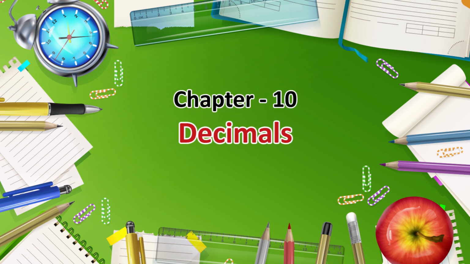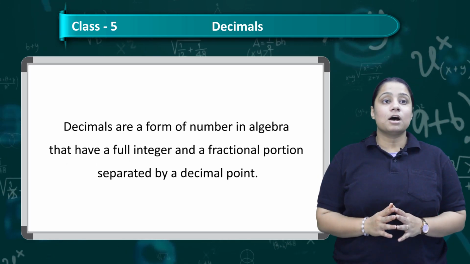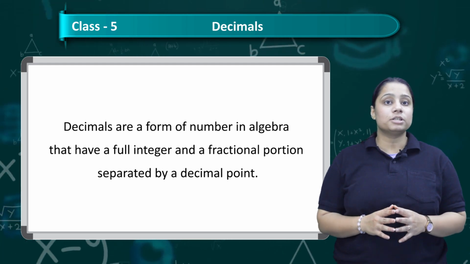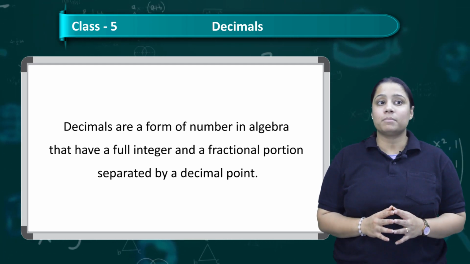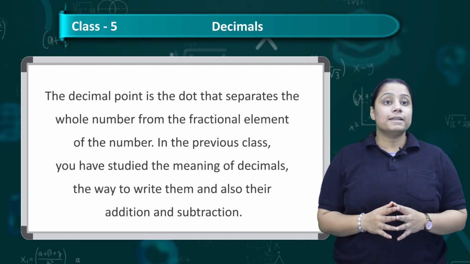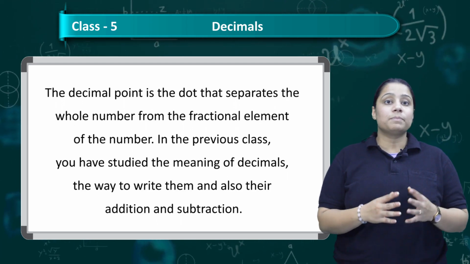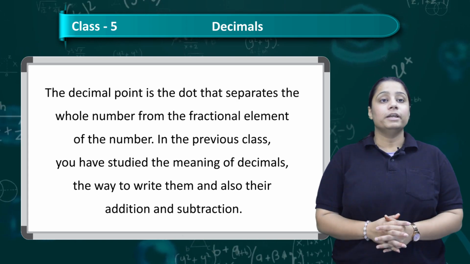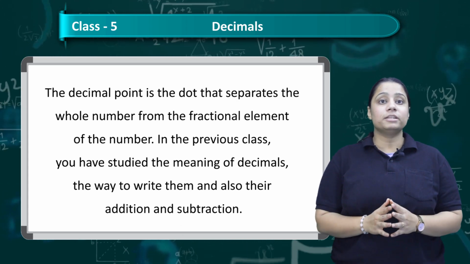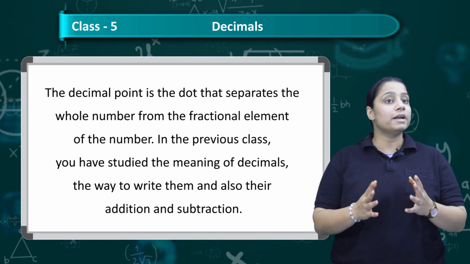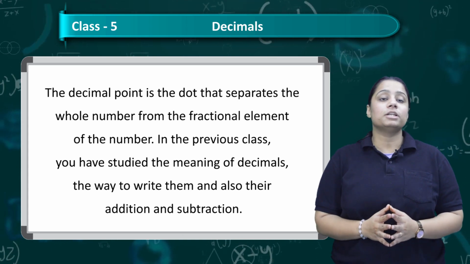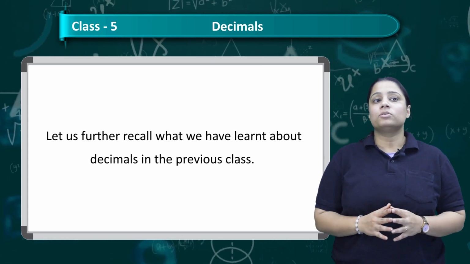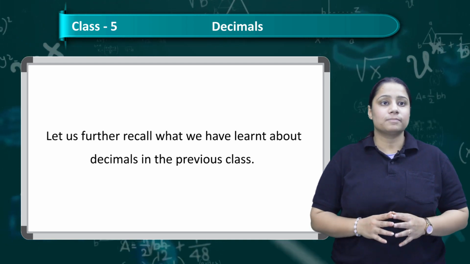Chapter 10, Decimals. Decimals are a form of number in algebra that have a full integer and a fractional portion separated by a decimal point. The decimal point is the dot that separates the whole number from the fractional element of the number. In the previous class, you have studied the meaning of decimals, the way to write them, and also their addition and subtraction. Let us further recall what we have learnt about decimals in the previous class.